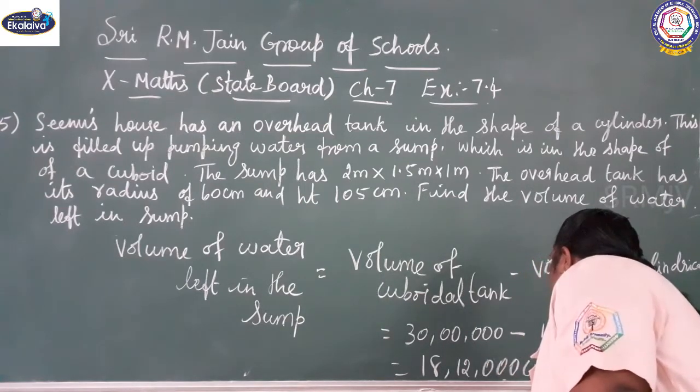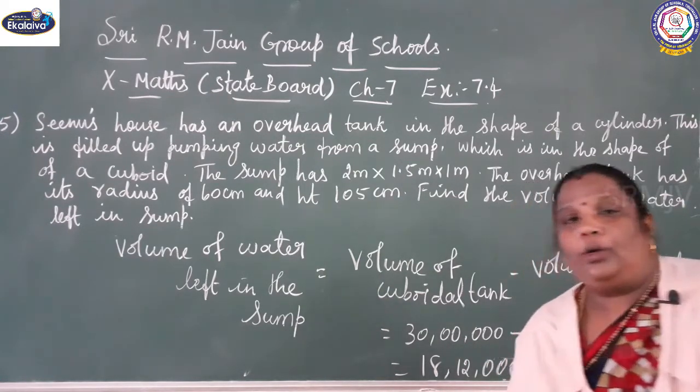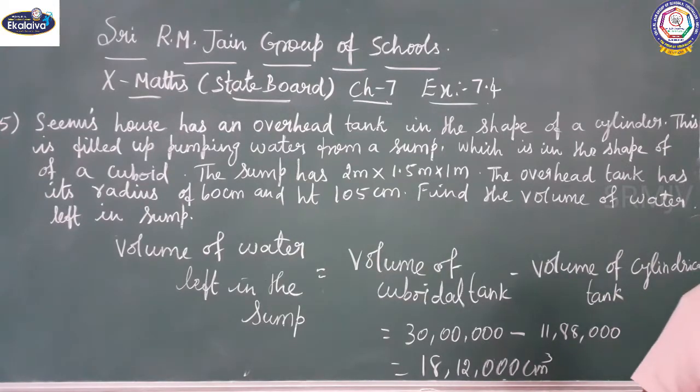12,000 centimeter cube. If you want to convert it into liter, means 1000 centimeter cube equal to 1 liter. If you want to convert into liter, you can convert into liter.